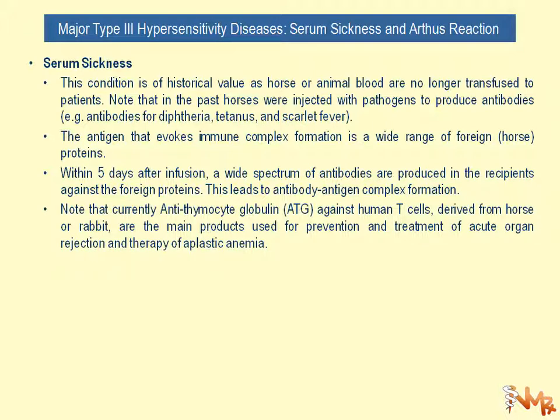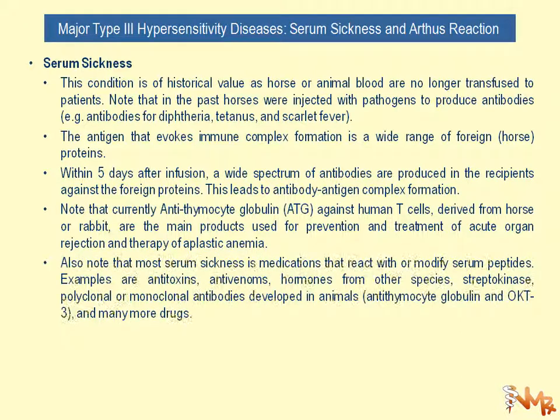If you're interested to know what is the use of animals, such as rabbits or horses, in current medical practice, I want you to know that currently anti-thymocyte globulin, ATG, against human T cells that are derived from horse or rabbit are the main products used for prevention and treatment of acute organ rejection and therapy of aplastic anemia. So, what are the top two indications of anti-thymocyte globulin? Organ rejection and therapy of aplastic anemia.